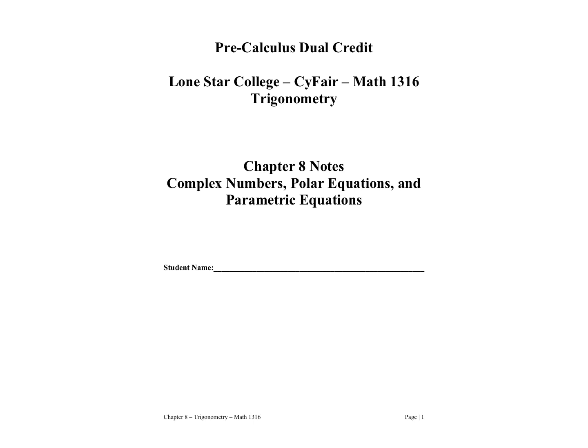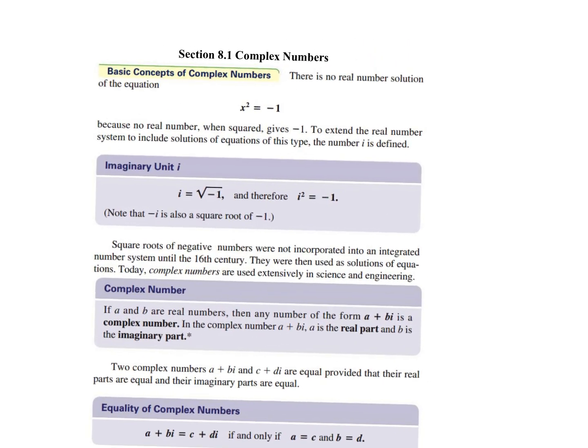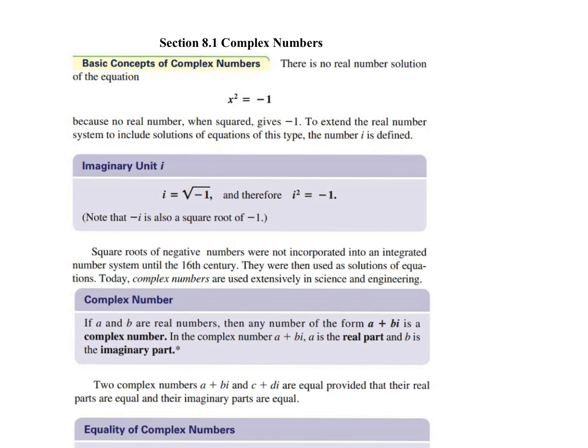Okay, so today we're going to start Chapter 8, Complex Numbers, Polar Equations, and Parametric Equations. And we are really only doing part of this chapter, but we will visit more of it next semester. So jumping right in, complex numbers is something that you saw in Algebra 1. Complex number, you know, your friend i.